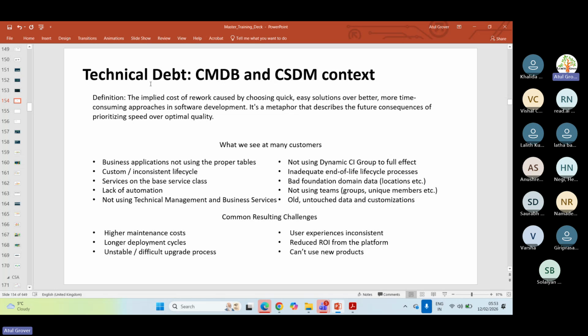So a definition says this is the cost of rework for the work you did earlier by bypassing the principles, the fundamental rules. And now to fix that, you have a technical debt. You have to put the cost for it. This is a very, very fancy word nowadays.